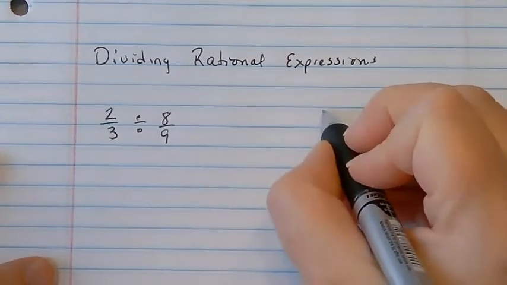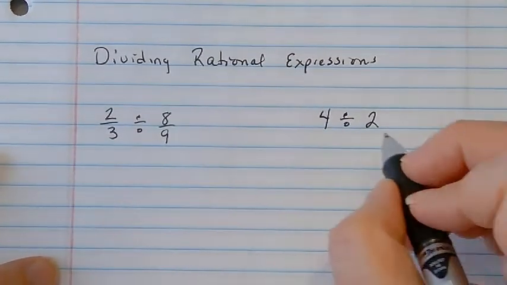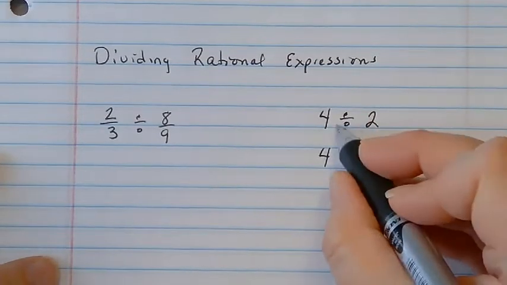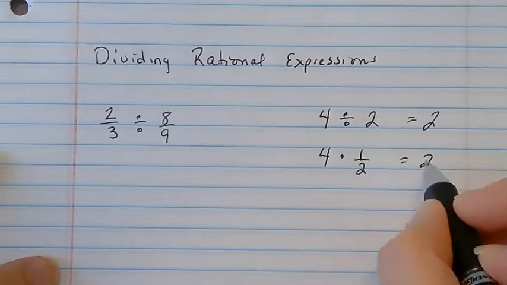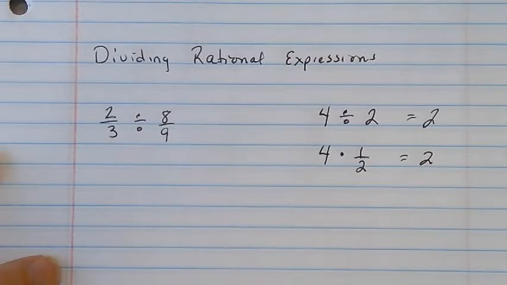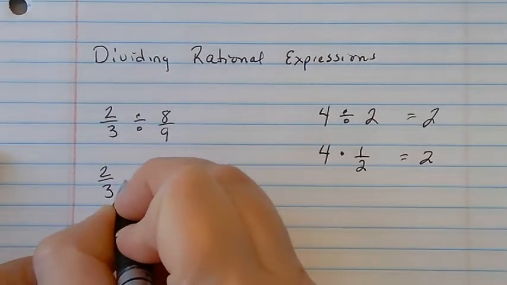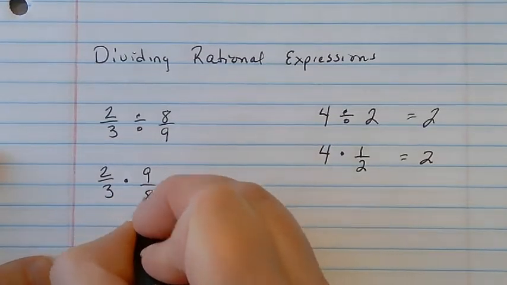For instance, if I had 4 divided by 2, that would be the same thing as 4 times 1/2, right? 4 divided by 2 is 2, and half of 4 is also 2. So you can see how dividing by a fraction is the same thing as multiplying by the reciprocal. So in this problem, because it's divide by, I'm going to have 2/3 multiplied by the reciprocal, which is 9/8.